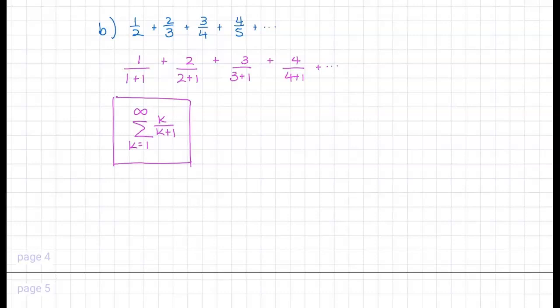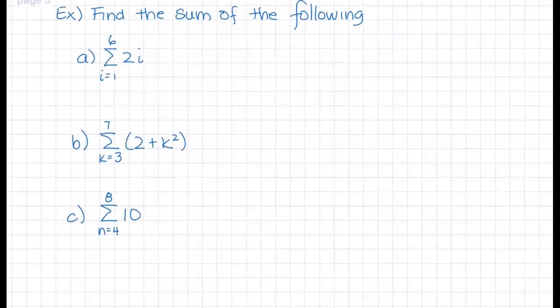Okay, just a couple more examples now where you're going to try to find the sum. Okay, so here's 3 problems right here. Again, try them on your own and we will take a look at them together.